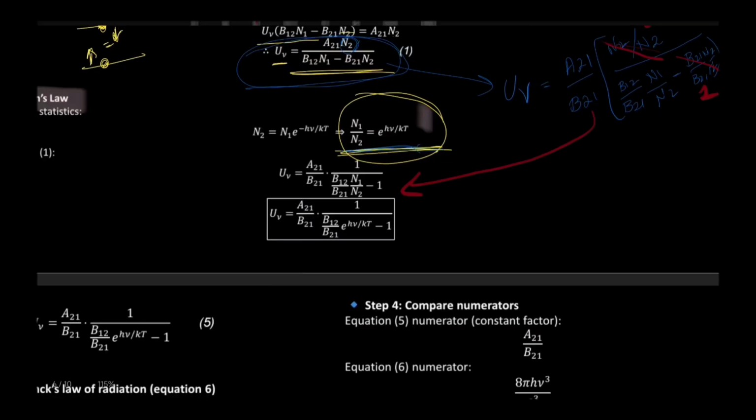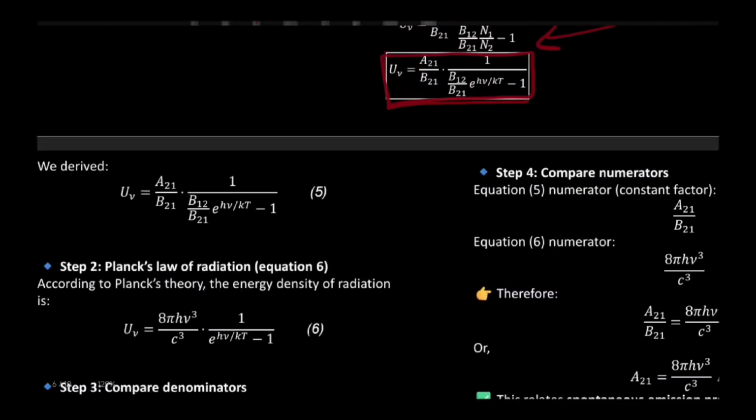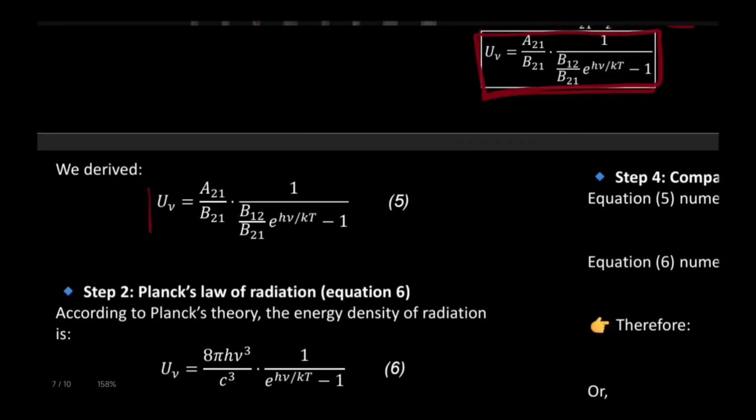After this, we are simplifying. We said N1 divided by N2, this formula we have written, right? N1 divided by N2 is equal to e to the power hν divided by kT. So we are going to substitute this in this equation. After substituting, we finally get this equation.